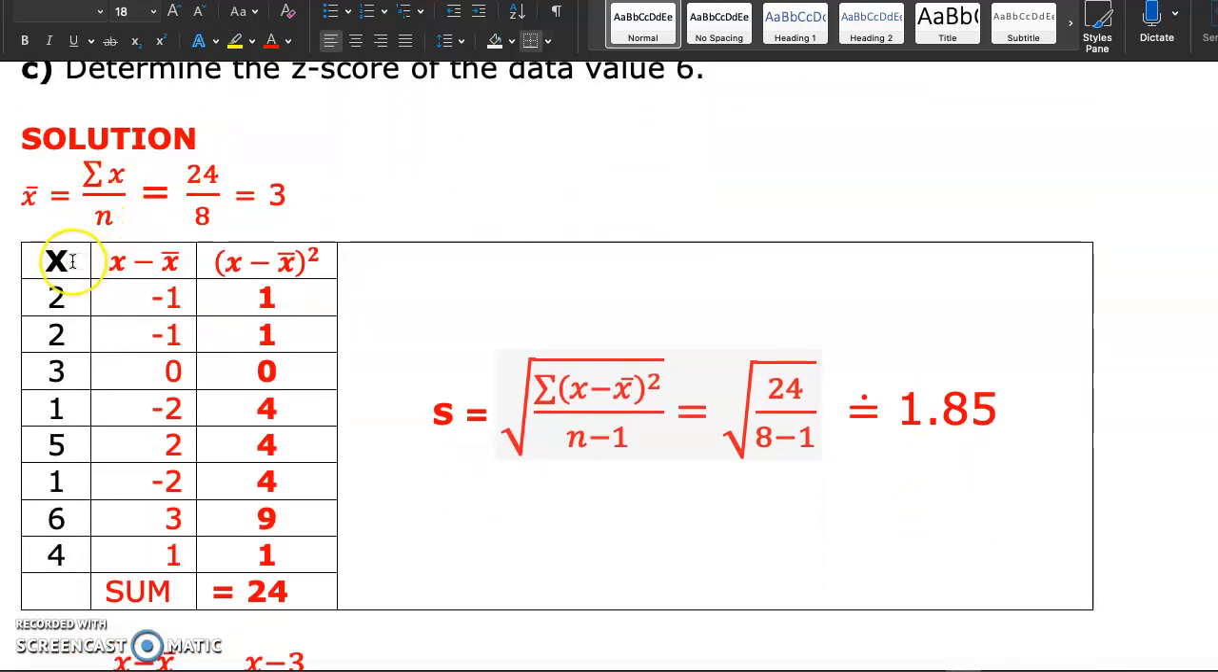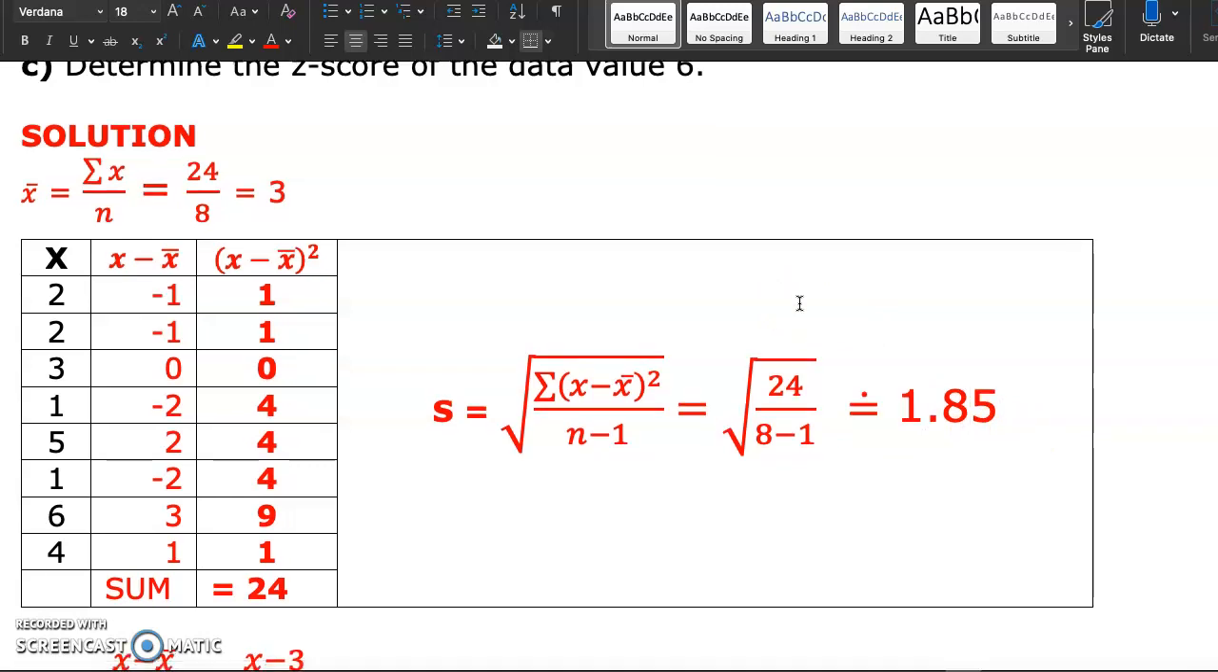If you get really good and well practiced, you can do right in this step x minus x bar, which is 2 minus 3, which is -1 squared, and -1 squared is 1. So you can skip to just writing this column along with your data set to get this value. This is the objective for coming up with this table so that you can substitute into this equation. When you get that value, we have a standard deviation of 1.85. So the average distance from the middle is 1.85.